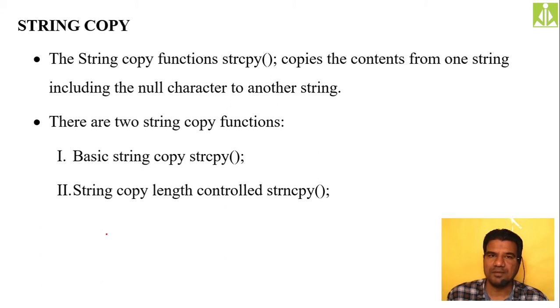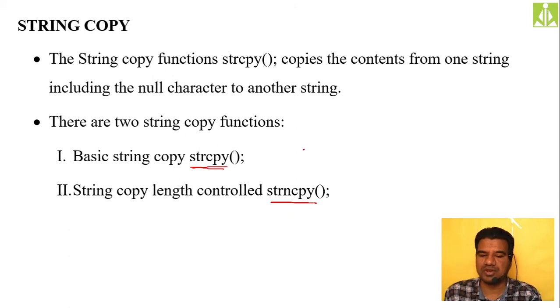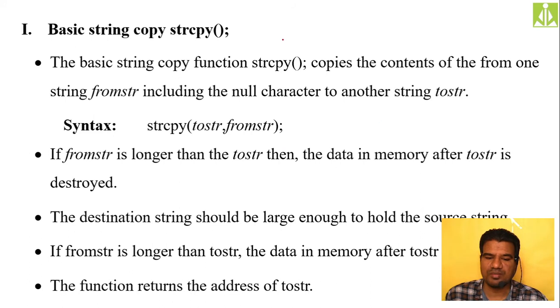You have to remember this: basic string copy is strcpy, and length controlled string copy is strncpy. Basic string copy strcpy will copy the complete string from one string to another. The basic string copy function strcpy copies the content from one string, which we call the from string, including the null character, to another string, the to string.